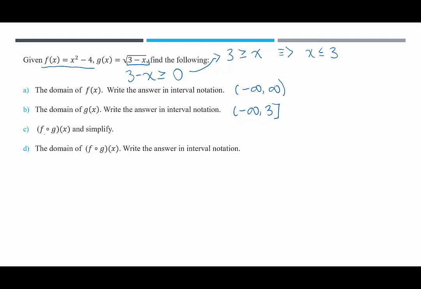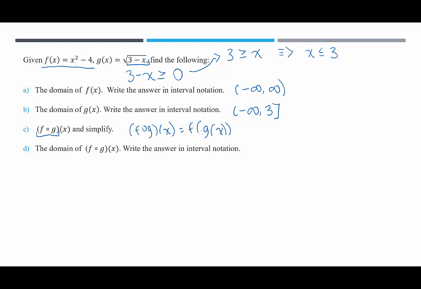In part C, we're going to look at the composite function f of g of x. So this is what this means. This is a composite function. We know that this is not multiplication because multiplication would have the dot filled in. The composite function has a little open circle. So this is a composite function, and we know that f of g of x could also be rewritten as f of g of x.